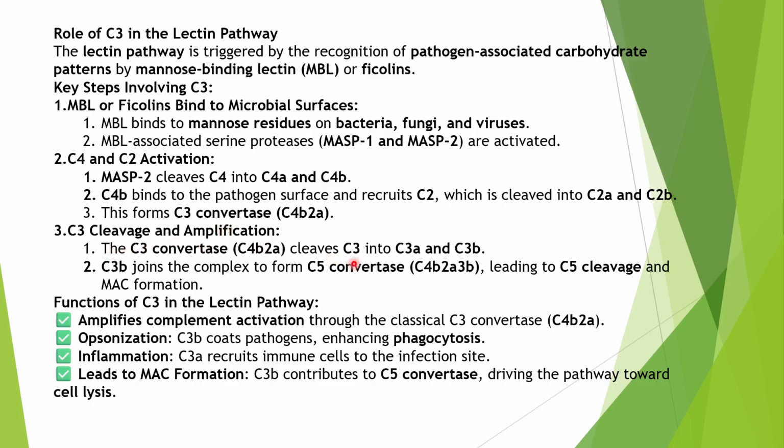So the C3 convertase is the C4b2a complex. Now this will cleave C3, forming C3a and C3b, and then we get the C5 convertase C4b2a3b. Then we have C5 cleavage, and again similarly with C5b we have MAC formation. So this also amplifies complement activation through classical C3 convertase and opsonization, inflammation and MAC formation. In opsonization, C3b coats the pathogens, enhancing phagocytosis. In inflammation, C3a recruits immune cells to the site of infection, and MAC formation occurs via C5b.